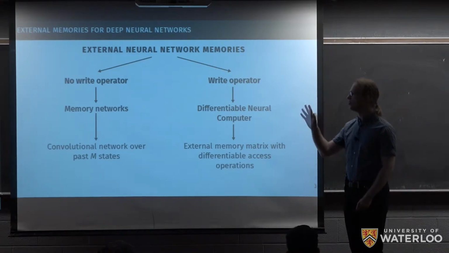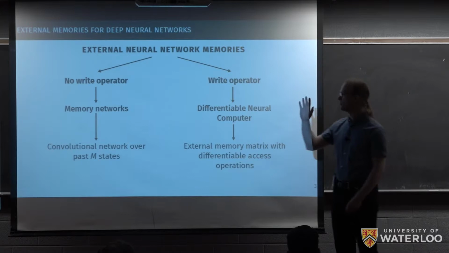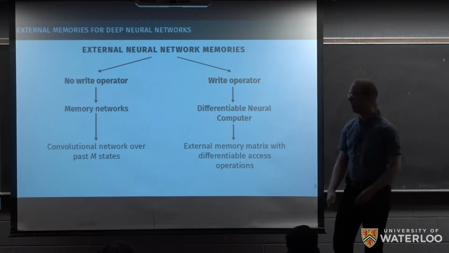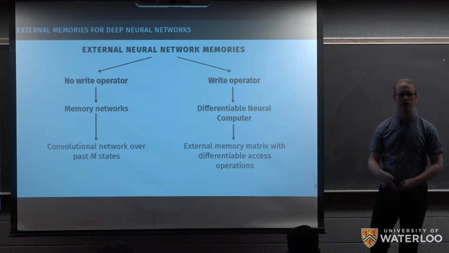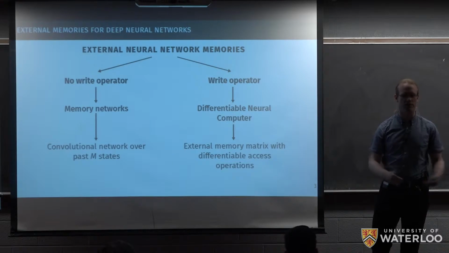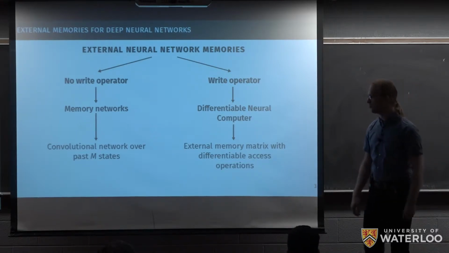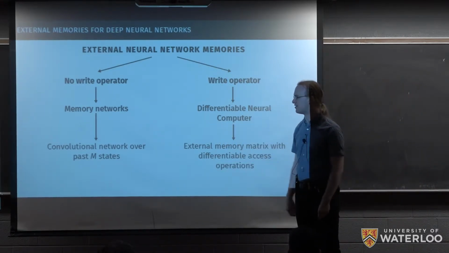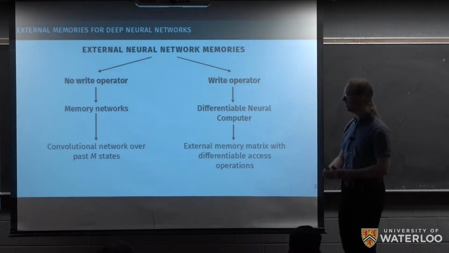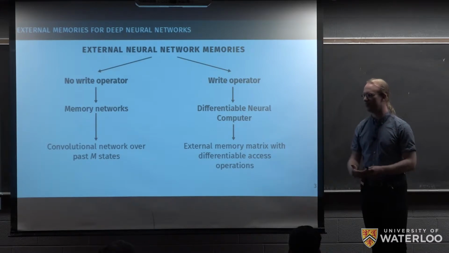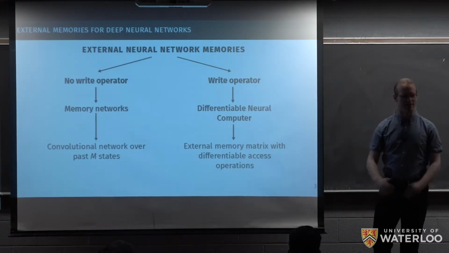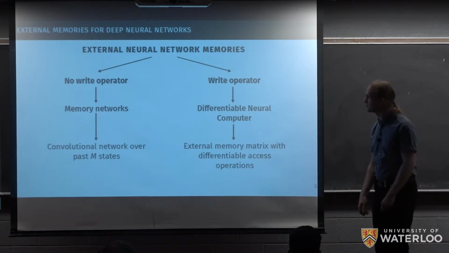Basically, the authors distinguish between two types of memories: those without a write operator, which means that the network itself cannot write data to the memory. What's written to the memory has to be decided by the person who designs the memory system. Often this is implemented as a convolutional network over the past M states. So the designer actually needs to decide how large this M is and what the states are that are actually being stored in the memory.